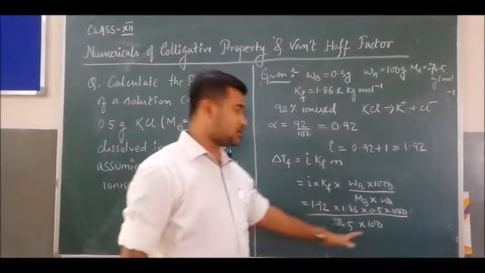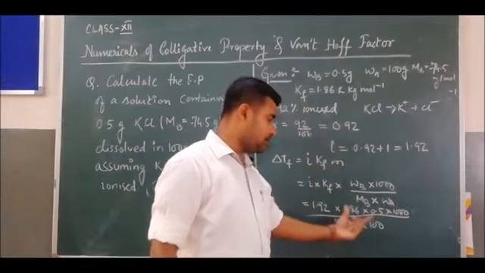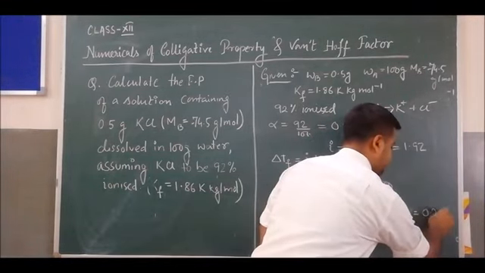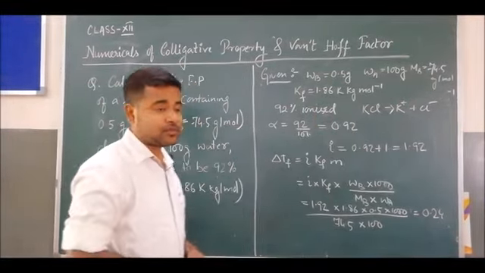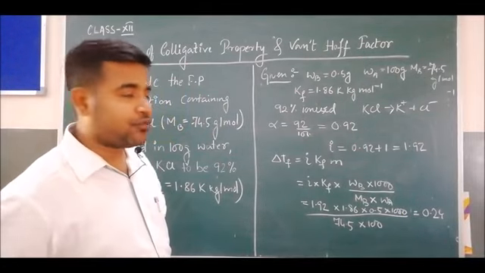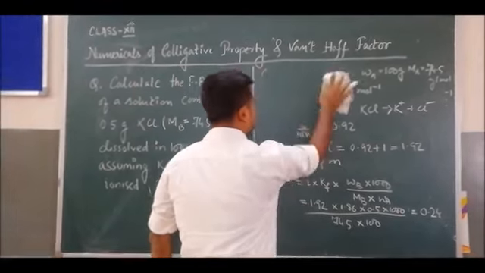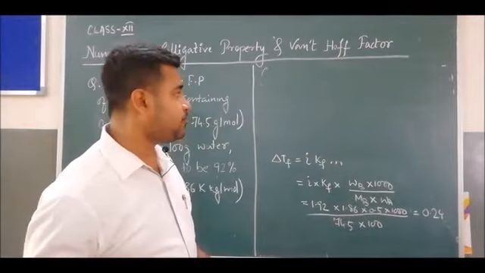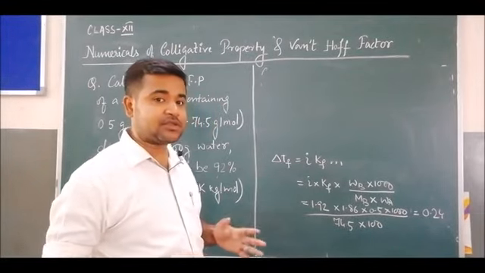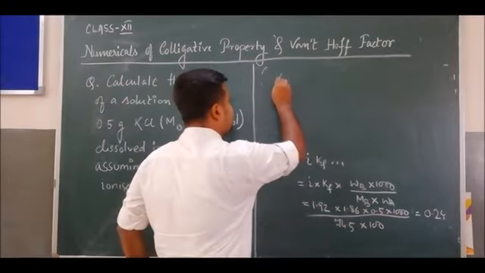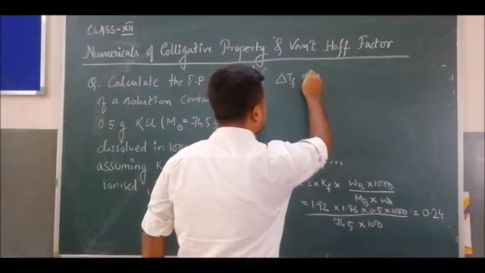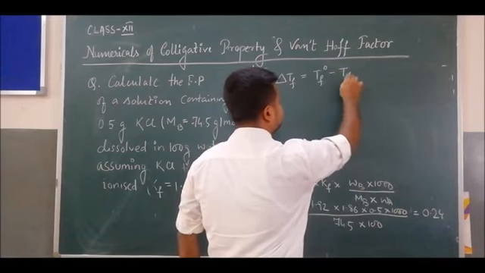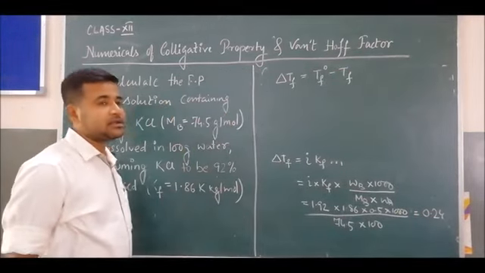When we multiply and divide, we get delta Tf, the change in freezing point, as 0.24. But what we have to find out is Tf. Tf naught is the pure freezing point, and Tf is the freezing point of the solution. So delta Tf equals Tf naught minus Tf.